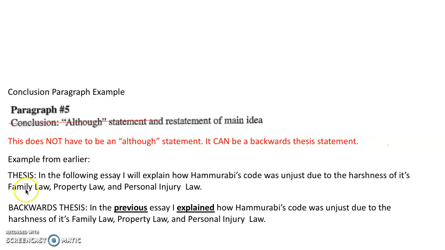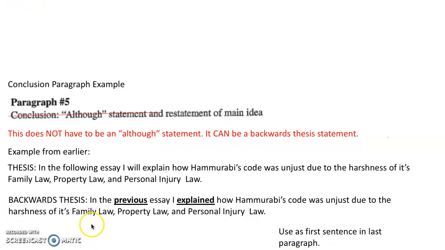So this thesis statement backwards would be, in the previous essay, I explained how Hammurabi's code was unjust due to the harshness of its family law, property law, and personal injury law. This works for all opinionated and explanatory essays, to be able to make the backwards thesis statement the first statement in the conclusion paragraph. And it's very helpful, especially when you get to high school. They love to see everything tie together like that. So again, use the backwards thesis statement as the first sentence in the last paragraph.